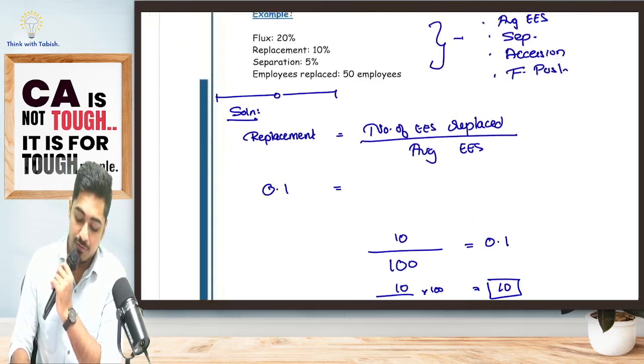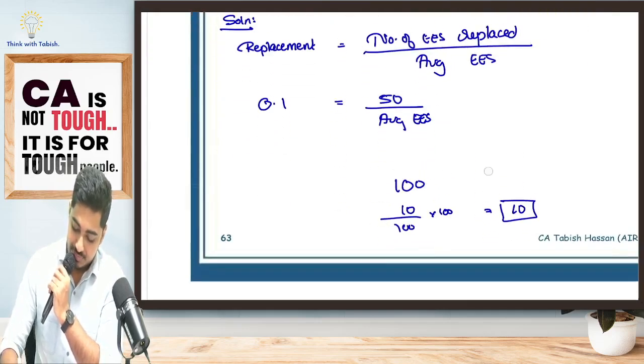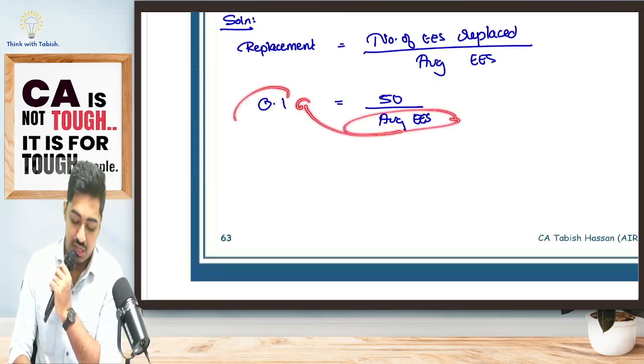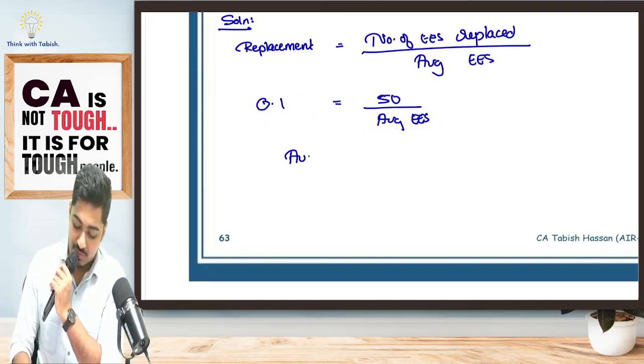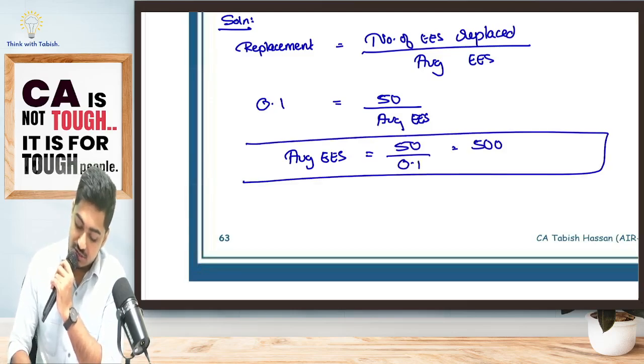Number of employees replaced is 50 divided by average number of employees. Can I calculate my average number of employees? This one I will take here, it becomes multiplication. This one I will bring here, it becomes a divide. So my average number of employees is 50 divided by 0.1. It is going to be 500.